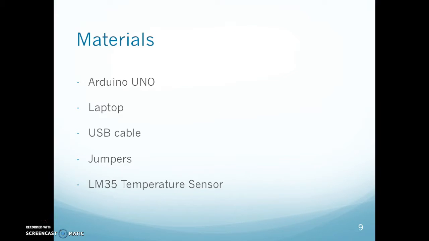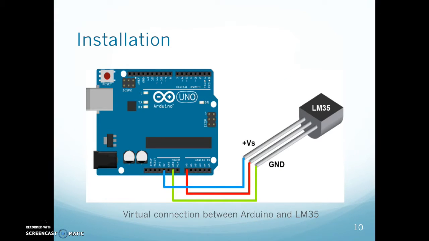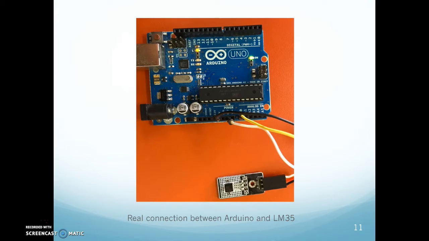Now I'm going to talk about the materials and methods used in the development of our project. We used an Arduino Uno, a laptop, a USB cable to make the connection between the Arduino and the computer, an LM35 temperature sensor, and jumpers to make the connection between the Arduino and the LM35 temperature sensor. In this image, you can see a virtual connection between the Arduino and the LM35. After tests, this was our project.